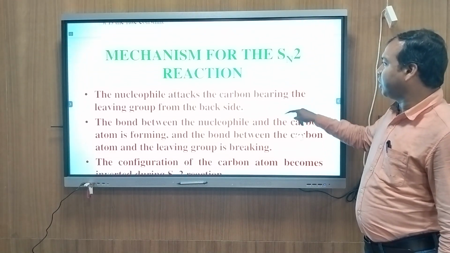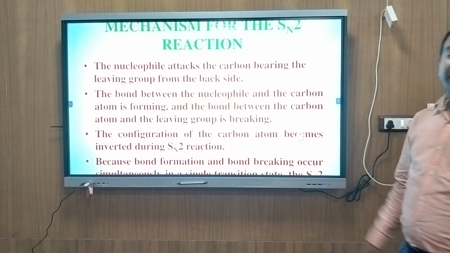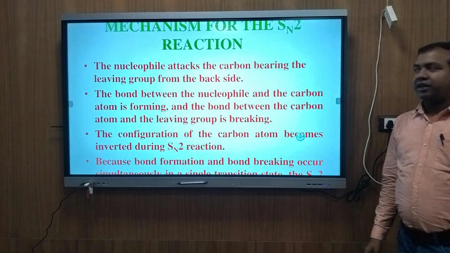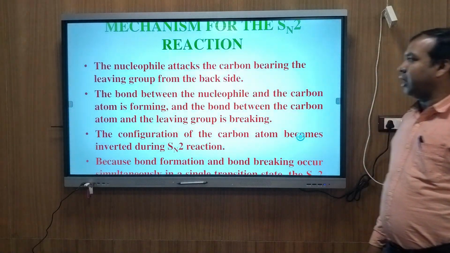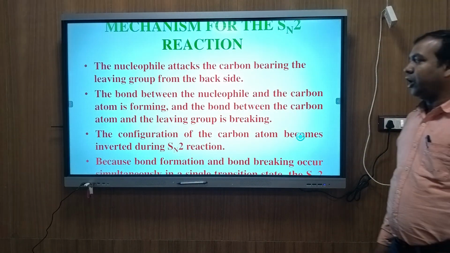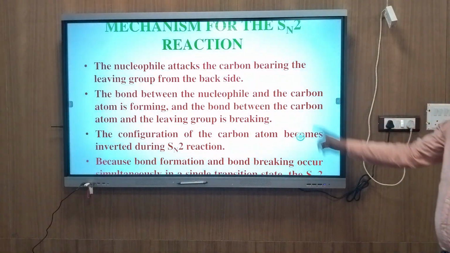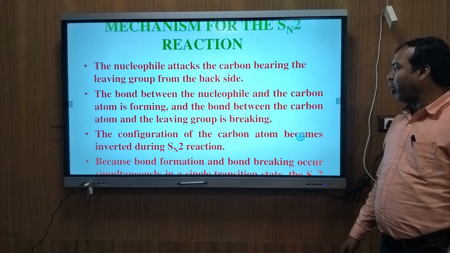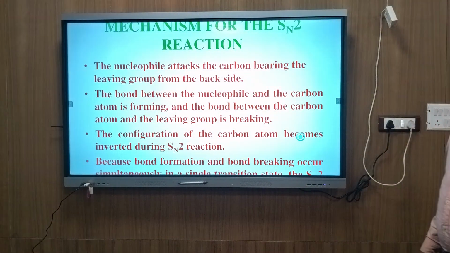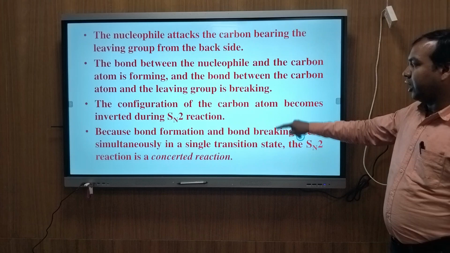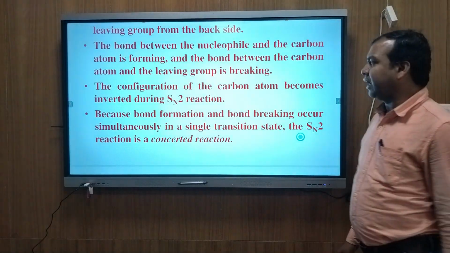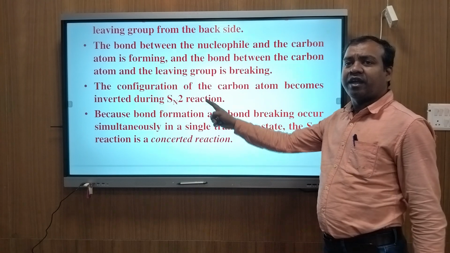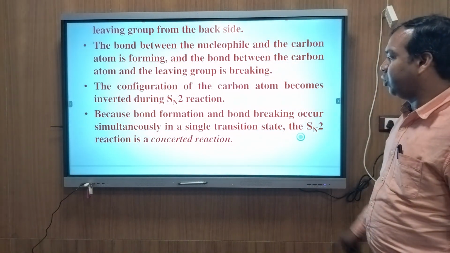In the mechanism of the SN2 reaction, the nucleophile attacks from the back side of the carbon bearing the leaving group. The bond between the nucleophile and the carbon atom forms, and the bond between the carbon atom and the leaving group is breaking. Because of the backside attack, the configuration of the carbon atom changes, so we get the inverted product in the SN2 reaction.